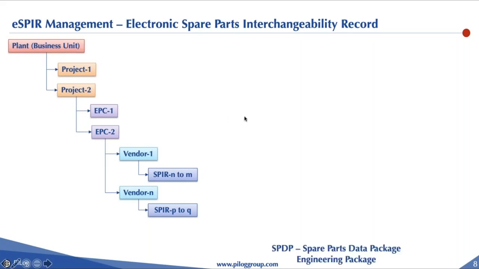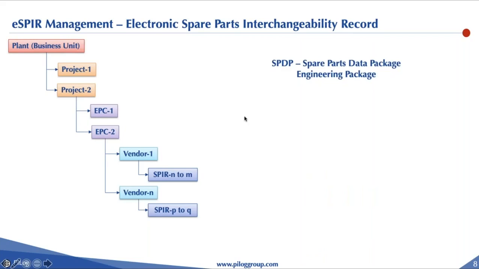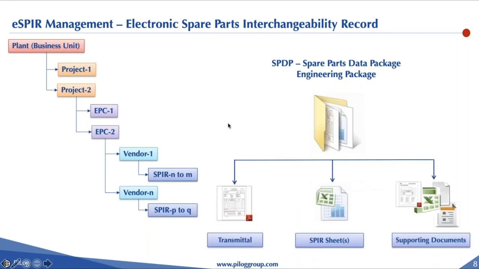But within the package, what exactly do we have? And generally, it is referred to as the spare parts data package or engineering package, which is the SPDP. And it would have a transmittal stating that this particular package is from this vendor under this EPC, under that particular project for this plant, and it has so many SPIRs, one, two, or it could be just one SPIR, and then how many line items it has, and what is the contract PO number, and so on. So that's the transmittal information.